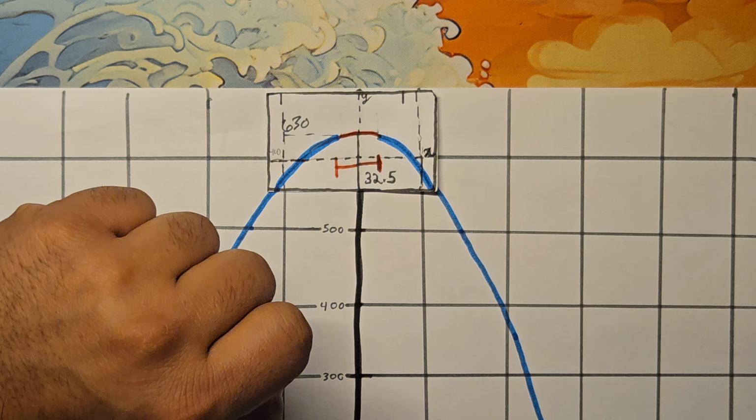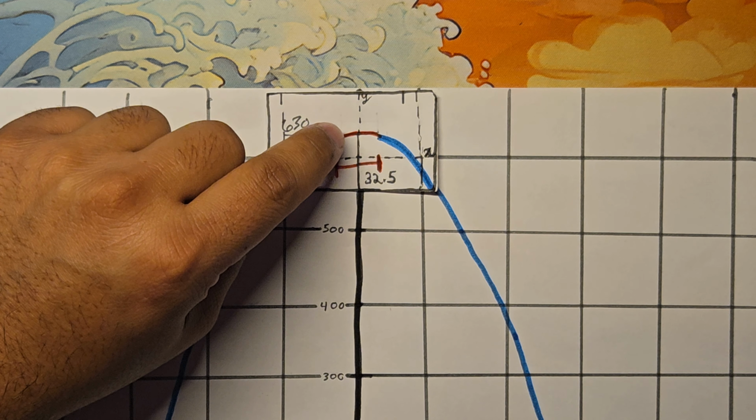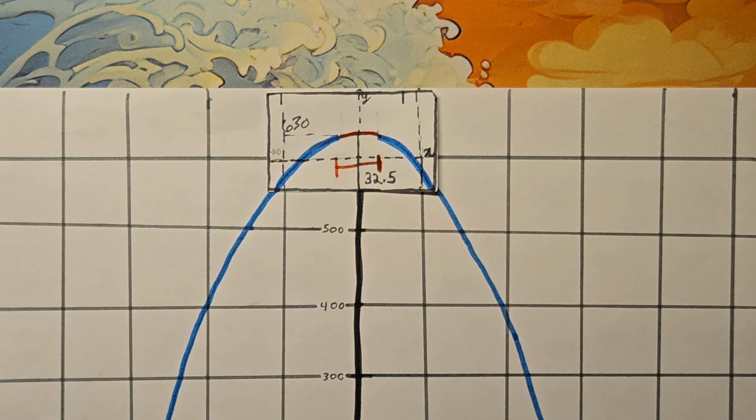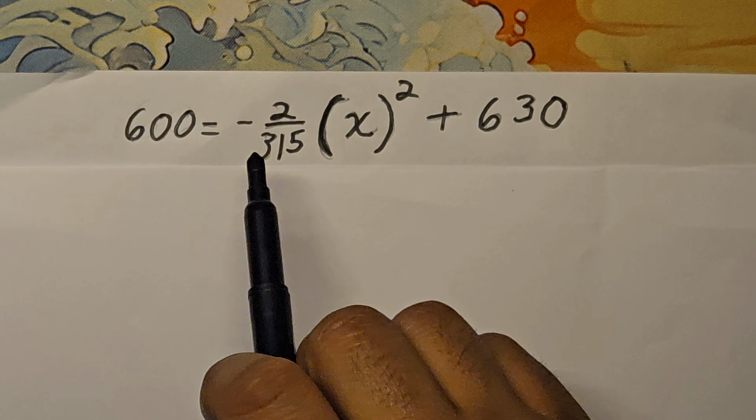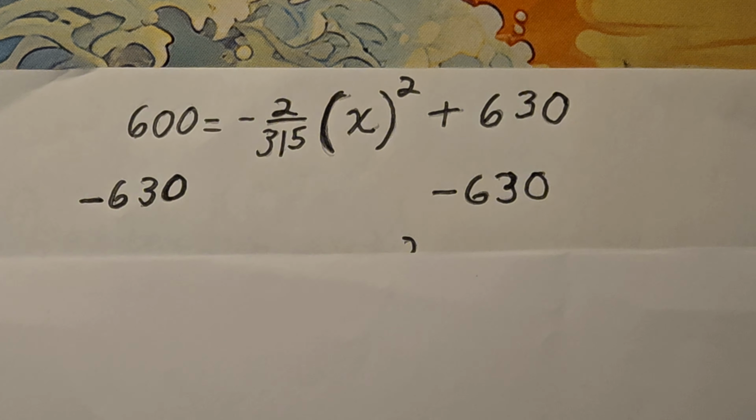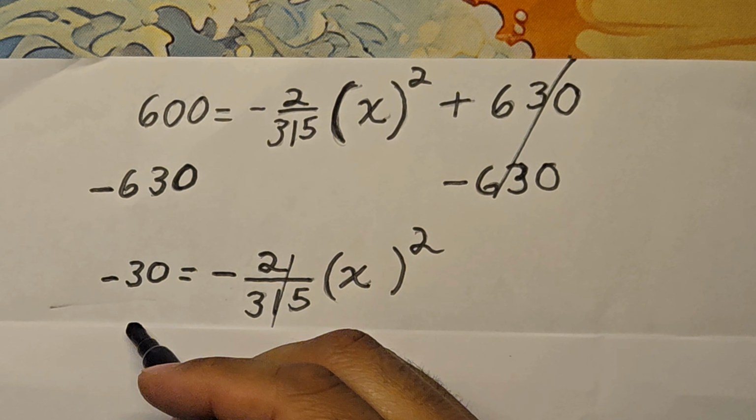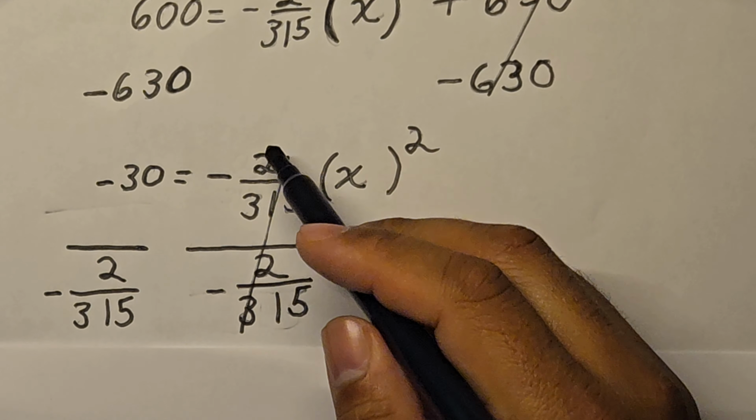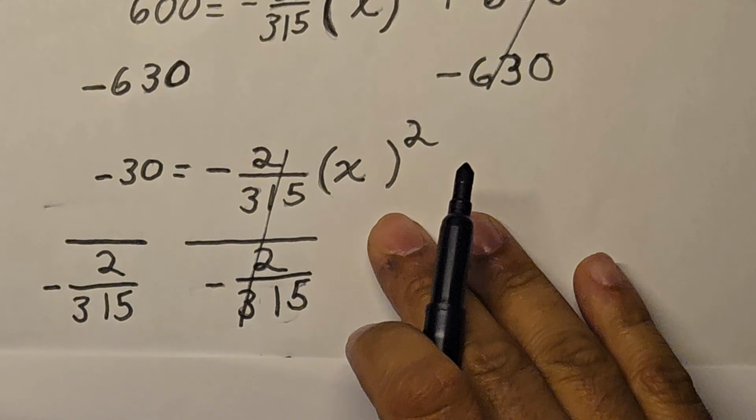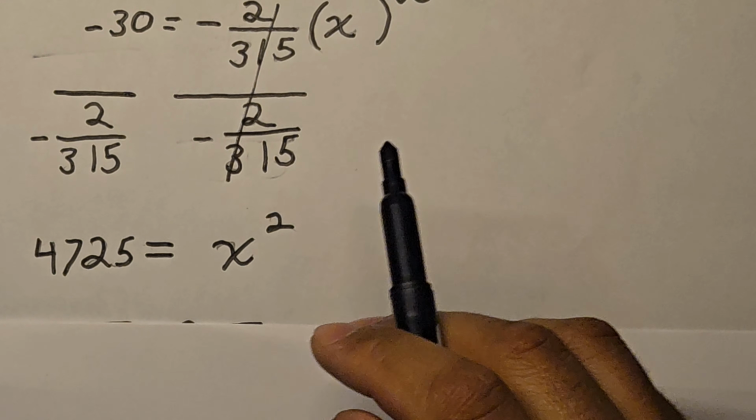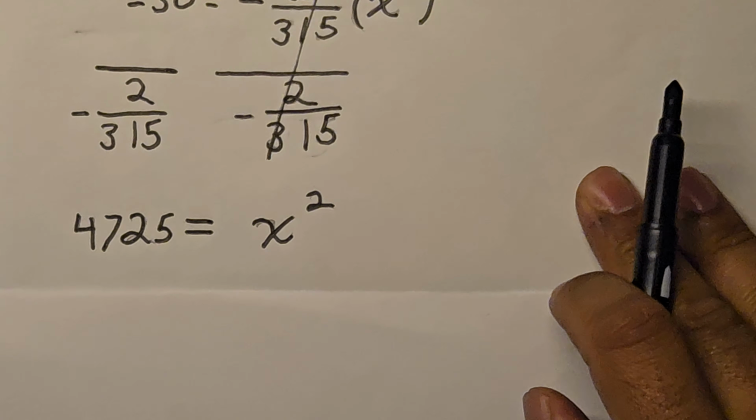Now what if I had a visitor that was 600 feet above ground? I want to know if they will be inside the observation deck or not. So what I would do is set my equation equal to 600 and solve for x. I've set my equation equal to 600, and I've subtracted my 630. I get negative 30. I'll get rid of it, and then I'll do the same thing over here. 4,725 is equal to x squared.